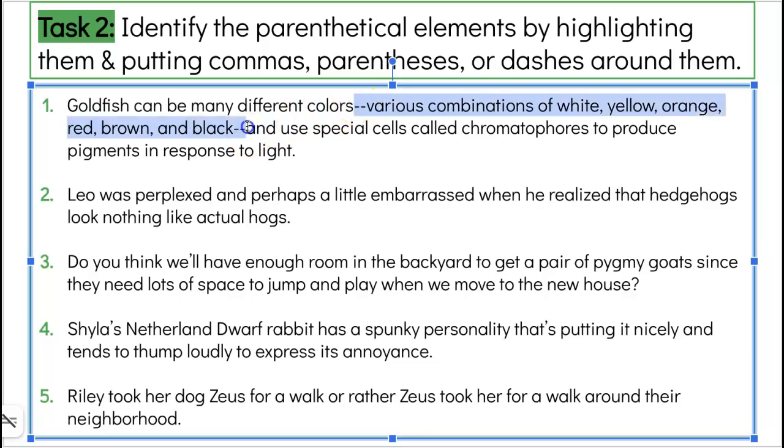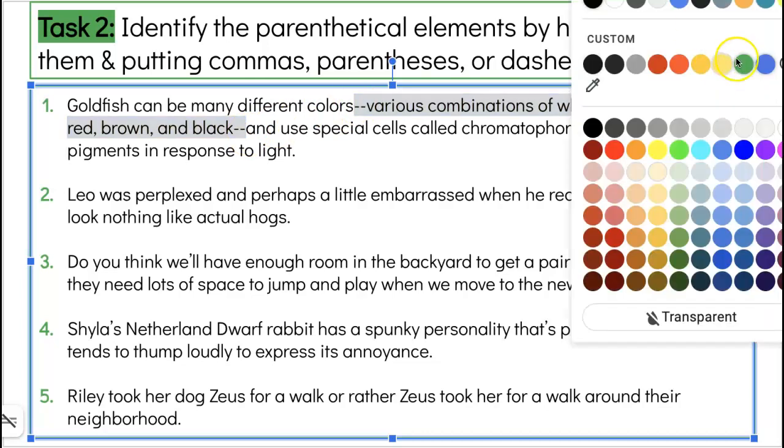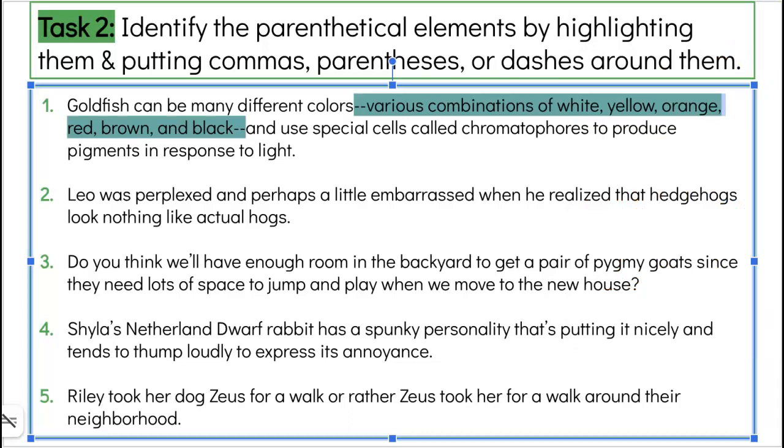Now, it doesn't say that in the directions, but I'm also going to highlight this because I think it's going to help you maybe see what the sentence would look like without it. So now I'm going to read it again to see if this sentence actually makes sense. Goldfish can be many different colors and use special cells called chromatophores to produce pigments in response to light. I can take this part of the sentence out and the sentence is absolutely fine. It still has the same meaning, but with it, it gives me a little bit more elaboration on the different colors that could be used. All right, so you're going to pause, do 2, 3, 4, and 5, and then come back to the screencast for your last task.